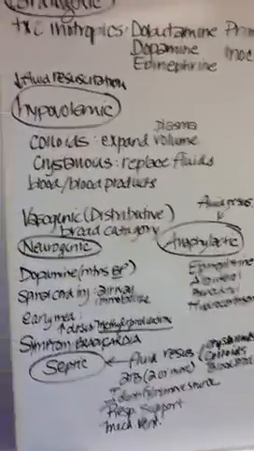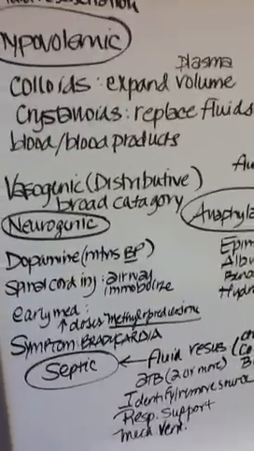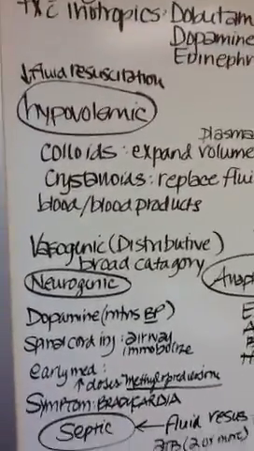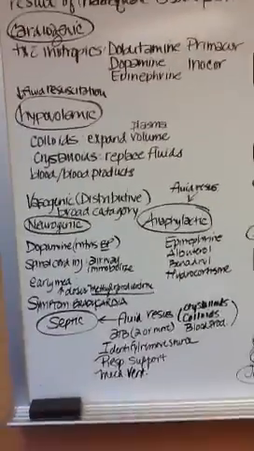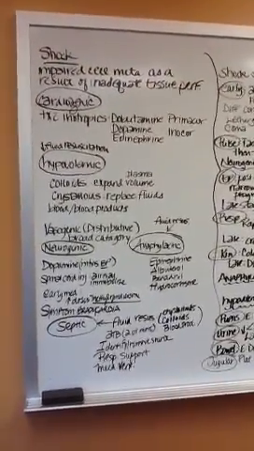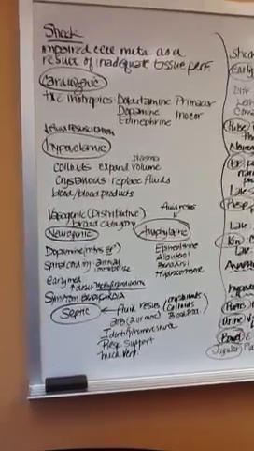Blood and blood products. We're talking about whole blood products, whole blood, fresh frozen plasma, platelets, all that other good stuff. The best choice in the blood product when we're talking about shock is fresh whole, because it has several things. Next is vasogenic distributive.